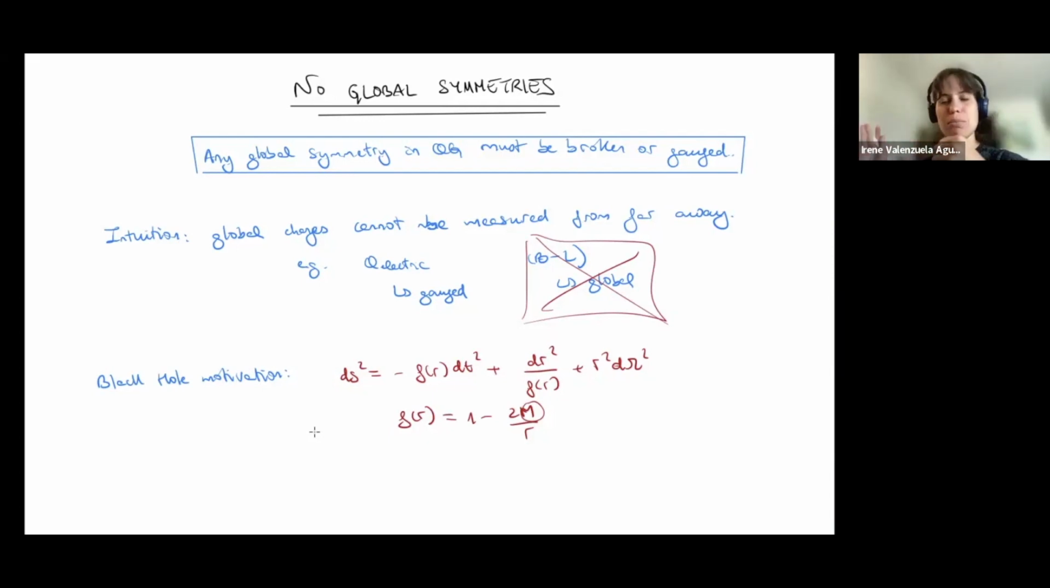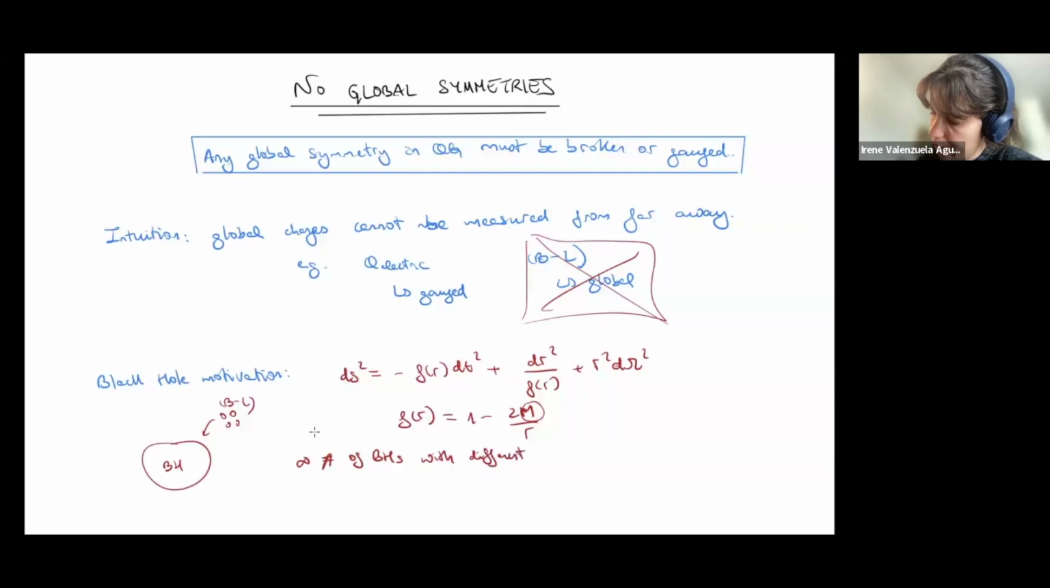And that's related to the fact that you cannot measure it from far away. So what we see from the exterior is completely blind to the global charge, which means that if I have the black hole, you can throw many different particles with different values, for instance, of B minus L, and construct many different black holes that a priori you would say are different because they have different values of the global charge, but they look the same from the exterior. So we can construct an infinite number of black hole solutions with different values of the global charge that look the same from outside.